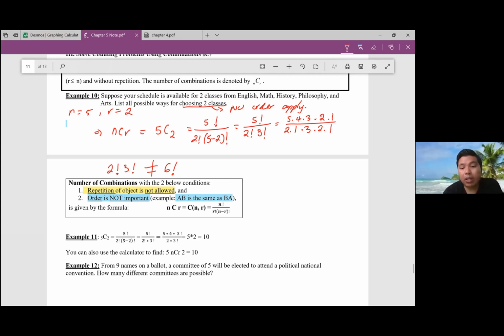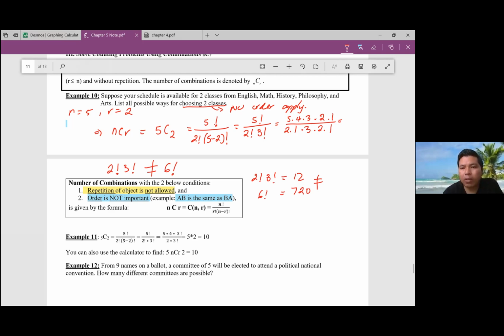But then when you look at 6 factorial, the answer is 720, right? So they are definitely not the same. So 2 factorial times 3 factorial equals 12, but 6 factorial equals 720. So they're not equal. Keep that in mind. And then you just simplify whatever you can.